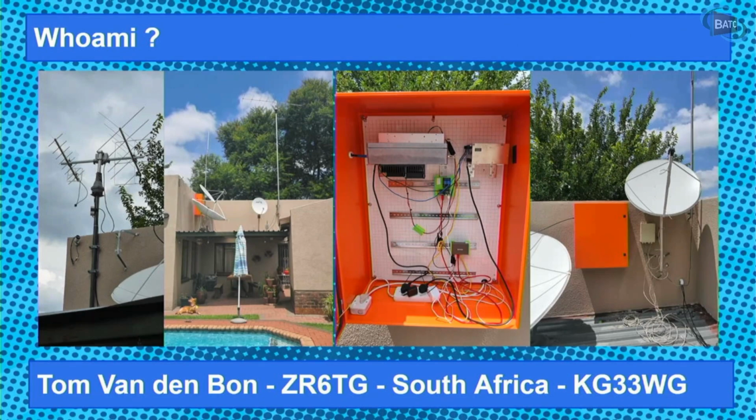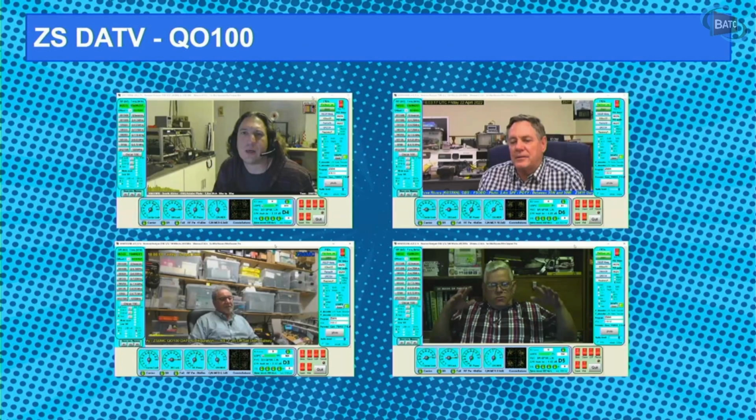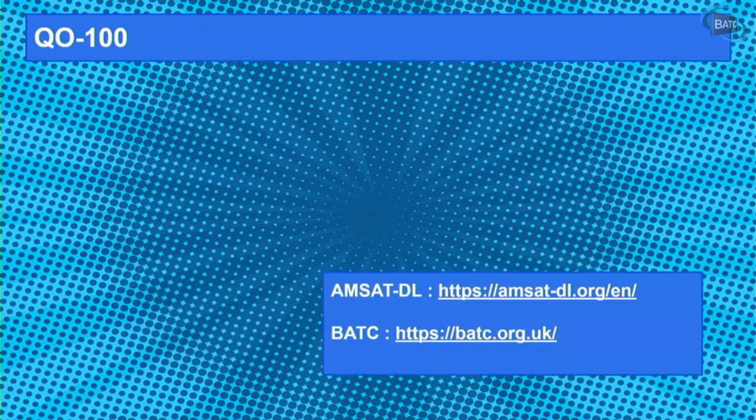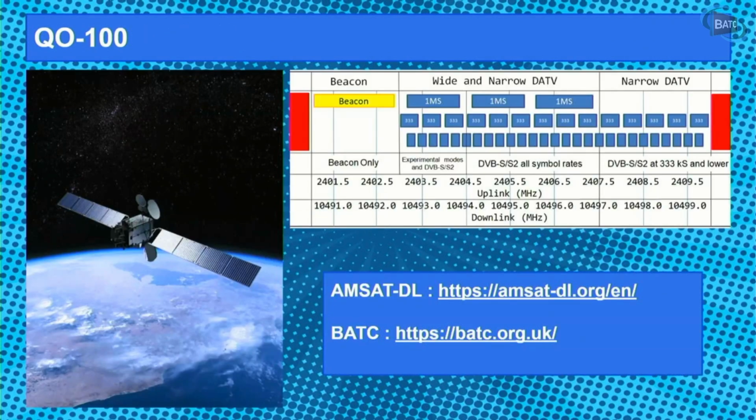My journey in DATV started specifically because of the QO100 satellite, more specifically the wideband transponder on the QO100. There's more and more ZS stations from South Africa joining the fun every week. So I'm hoping this will start a bit of a DATV experimentation revolution locally for us here in South Africa. I'm fully aware that most of you are aware of the QO100, but if not, why not?